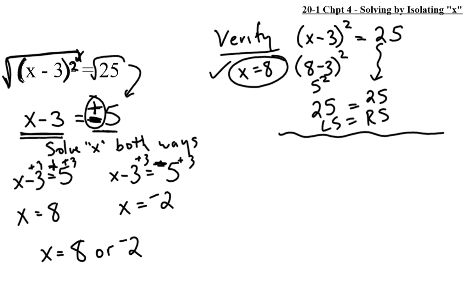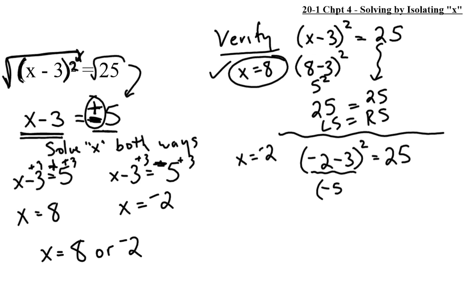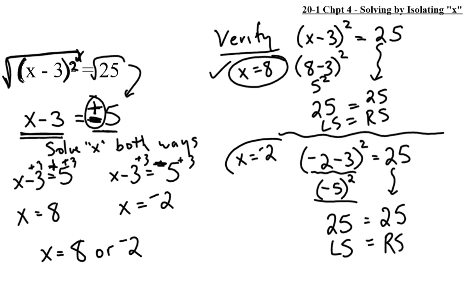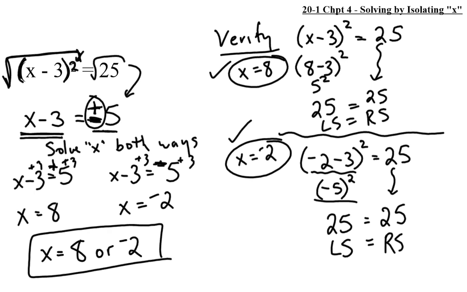Second possibility was x equal to negative 2. Negative 2 minus 3 squared equals 25. In the brackets here, we get negative 5, but it's all in brackets squared. Negative 5 times negative 5 is a positive 25, which we hoped it would, because then left side also equals right side when x equals negative 2. So x can equal 8 or negative 2.